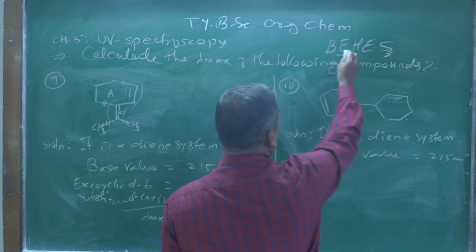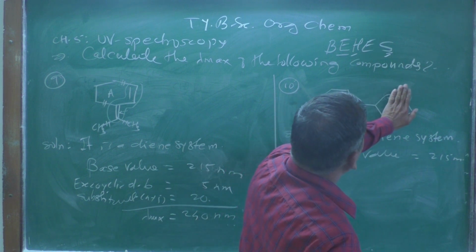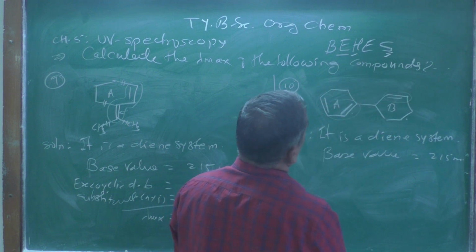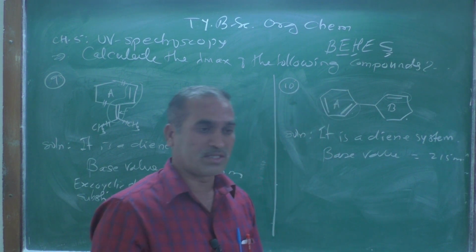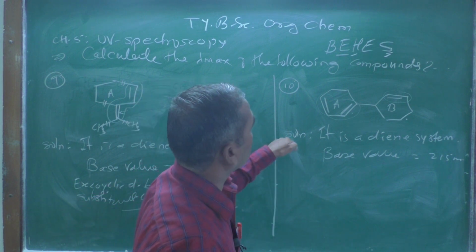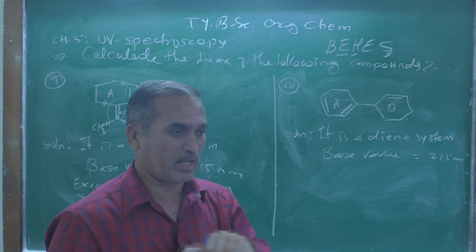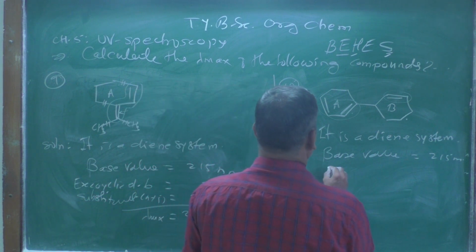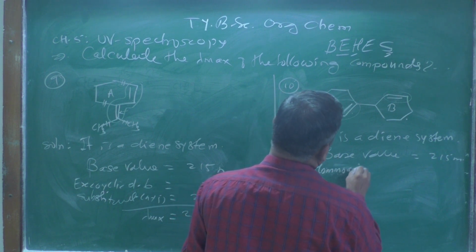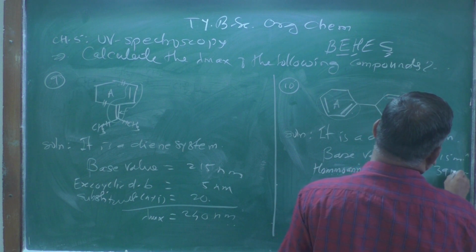Now another, exocyclic, is there exocyclic? You can label it A and B ring. If you put a hand on A, no exo double bond is present here. If you put on B, no exo double bond here. So there is no exocyclic double bond. Homoannular, does this molecule contain a homoannular system? Yes, it has a homoannular system. Look at the A ring, both the double bonds are present in the same ring and they are in conjugation, and therefore it has a homoannular system. So how much to add? You should add 39 nanometer.